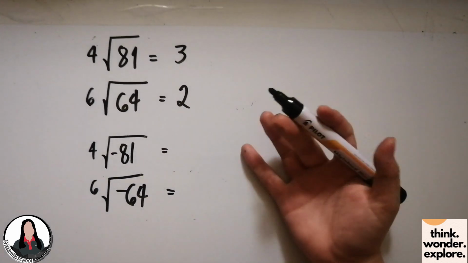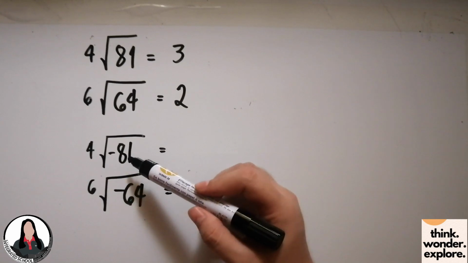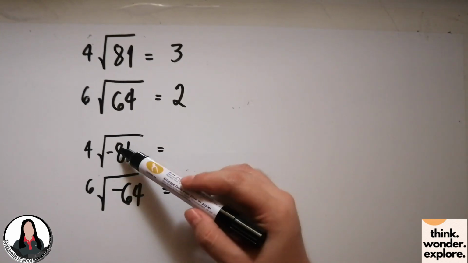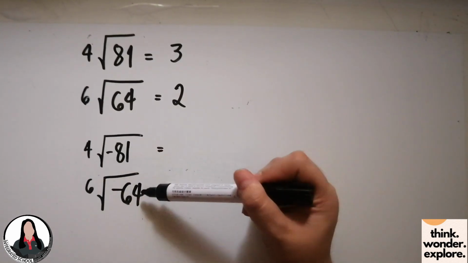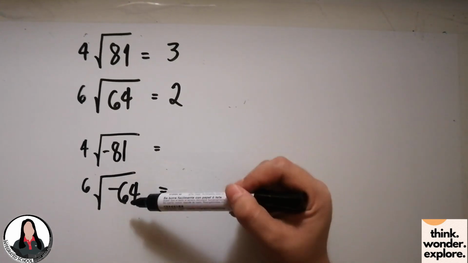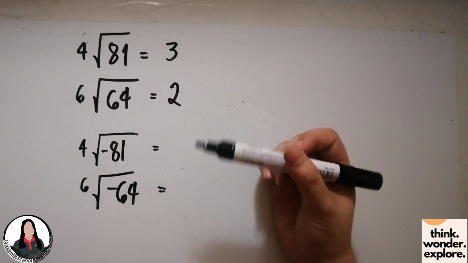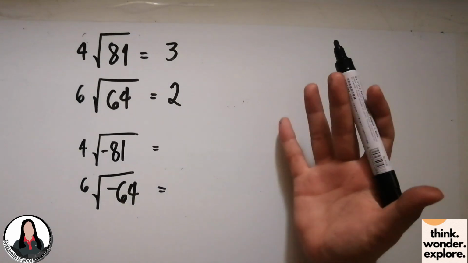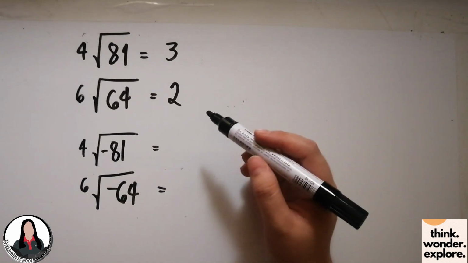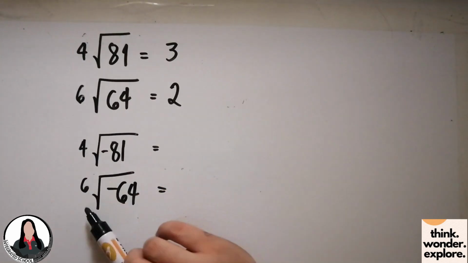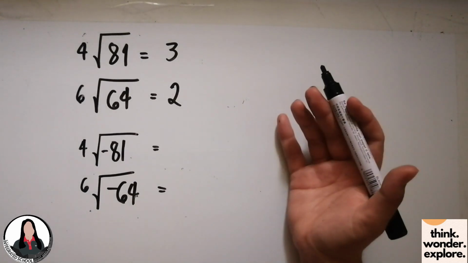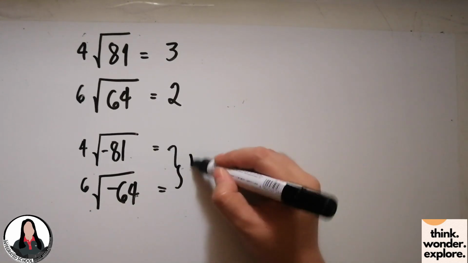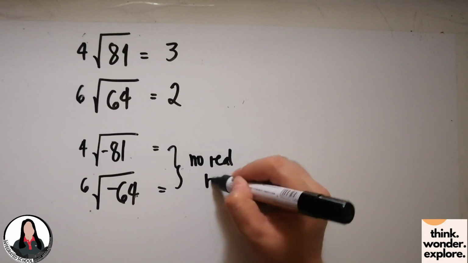Can you find any number that when you multiply it 4 times by itself, the answer is negative 81? Or can you find a number that when you multiply it by itself 6 times, the answer is negative 64? So, wala tayong makikitang ganong number since our root is even and our radicand is a negative number. So, itong parehas na to ay walang real root.